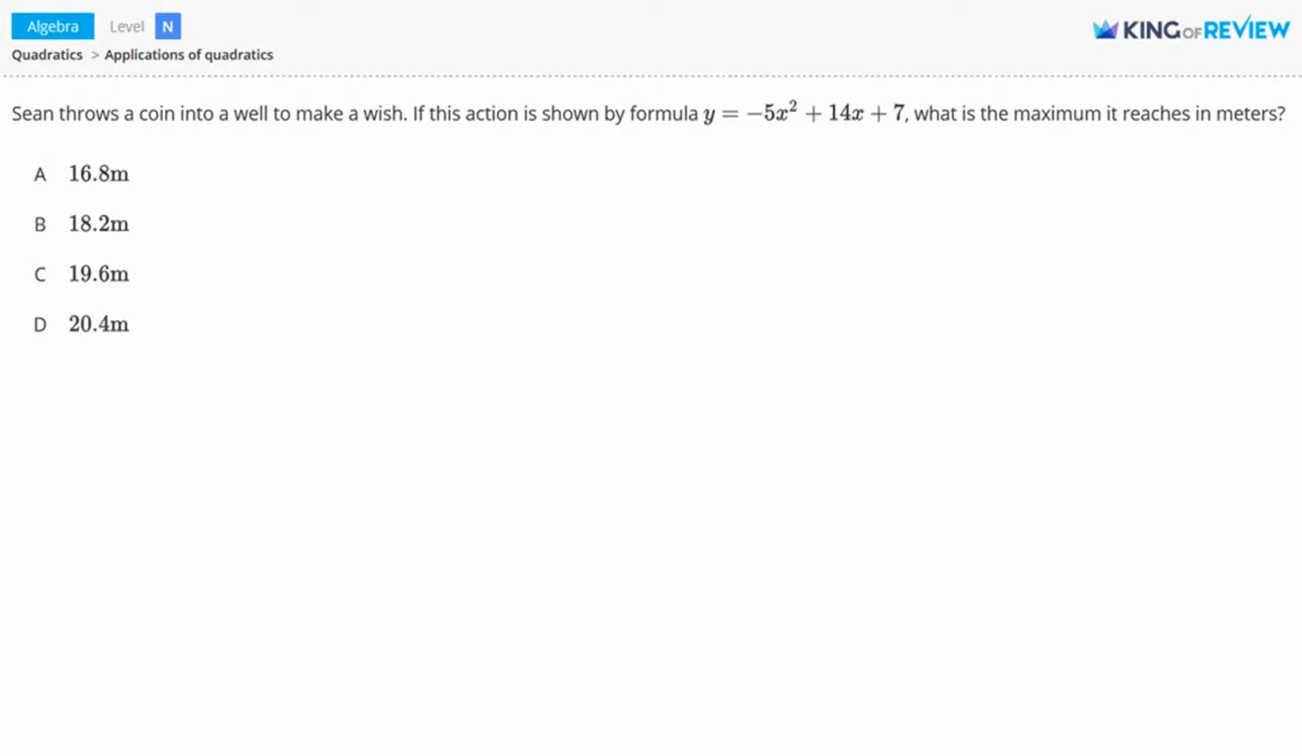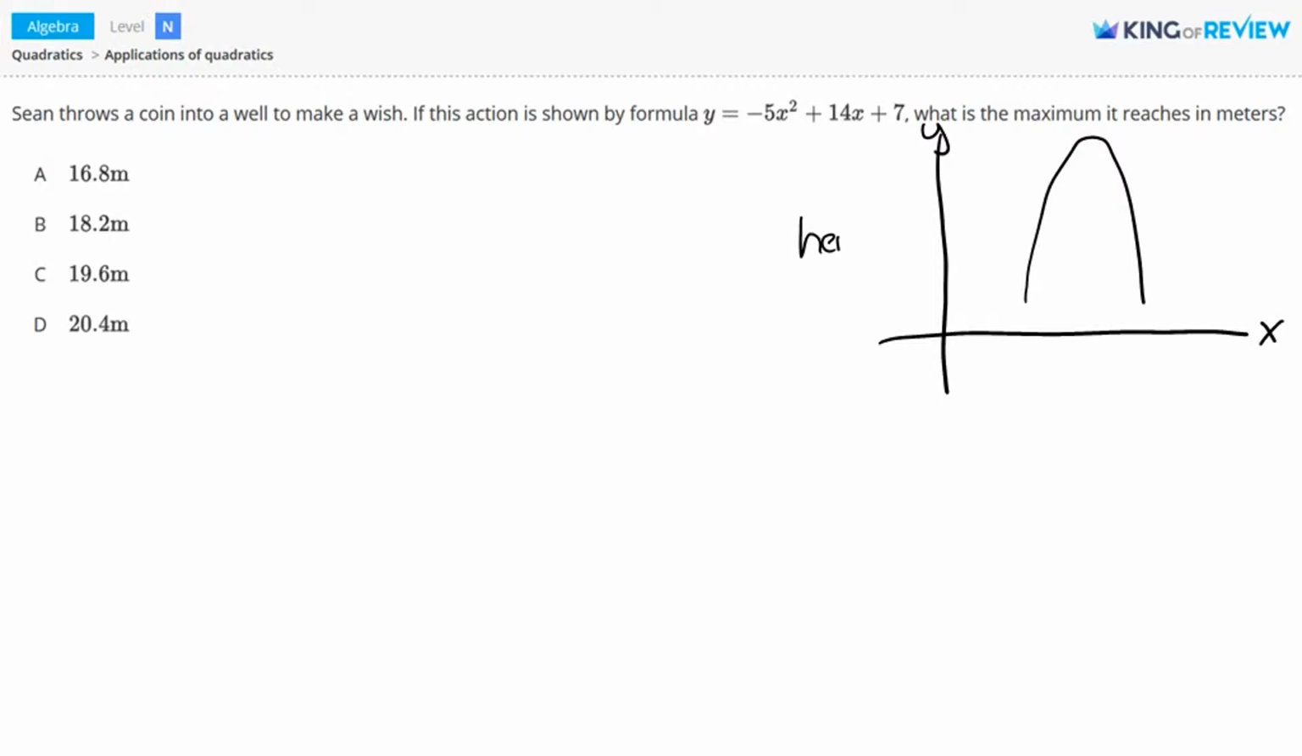The path that the coin travels will look something like this. And this is a parabola. So if we were to plot the parabola on a coordinate plane, we have our x-axis and our y-axis. The y represents the height of the coin, and x here is the time.